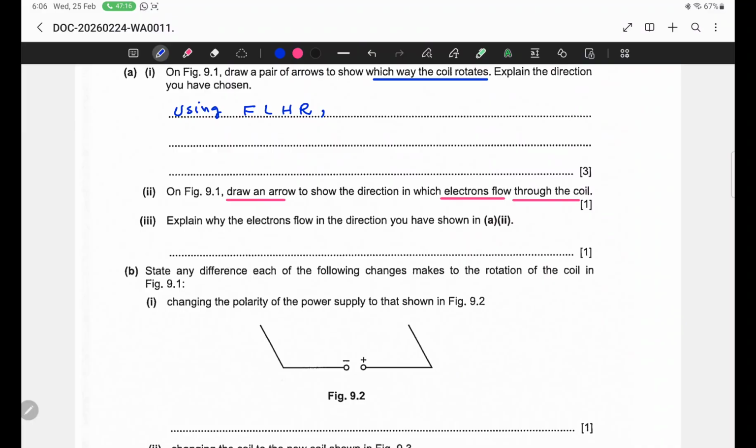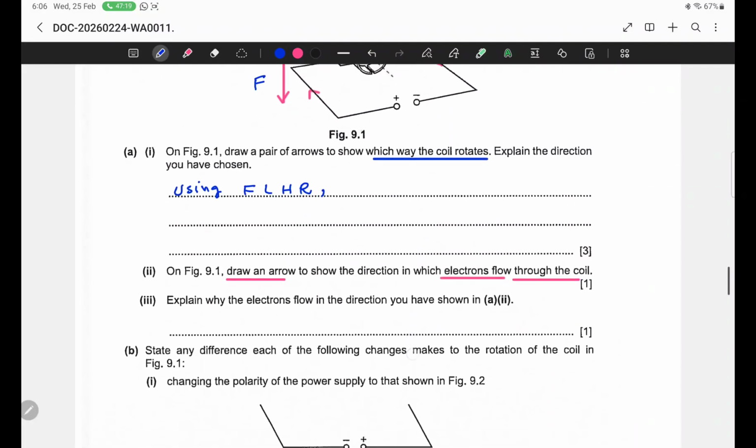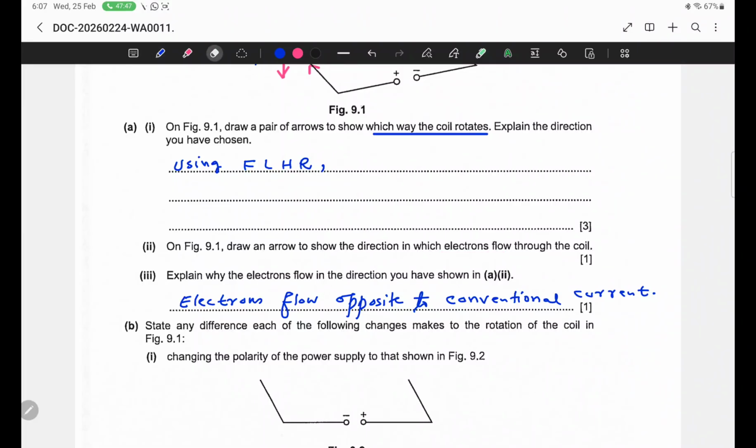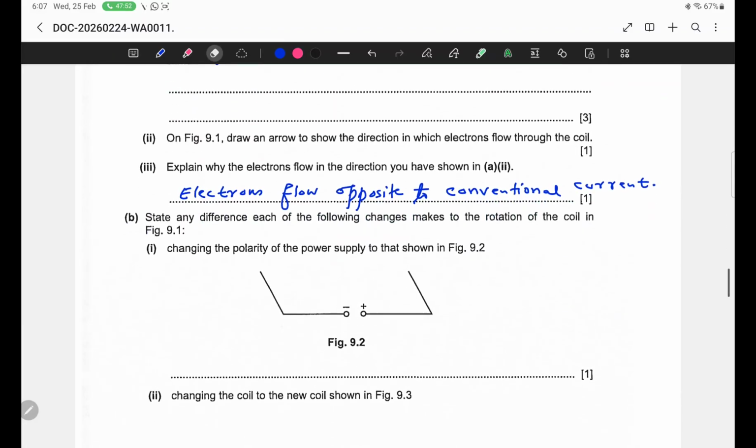Explain why electrons flow. Sir, you know electrons flow opposite to the conventional current. Electron flow is always opposite to the direction of conventional current.